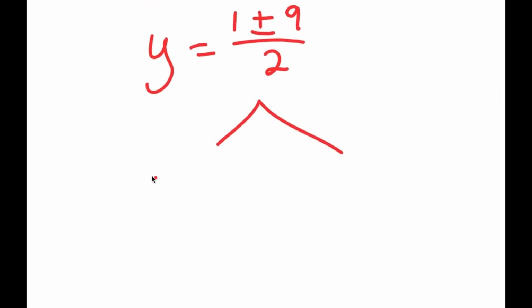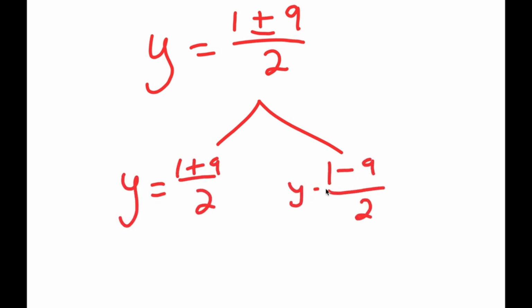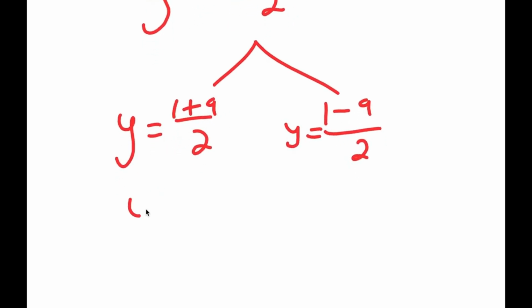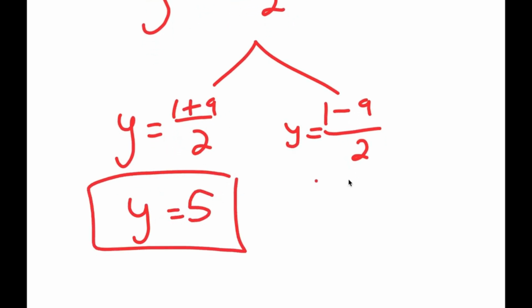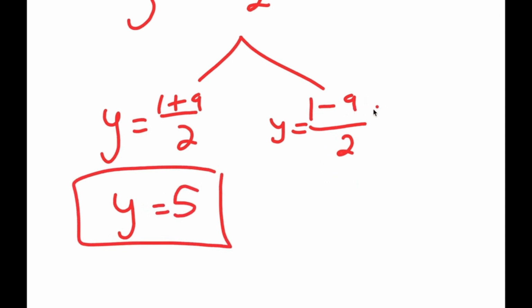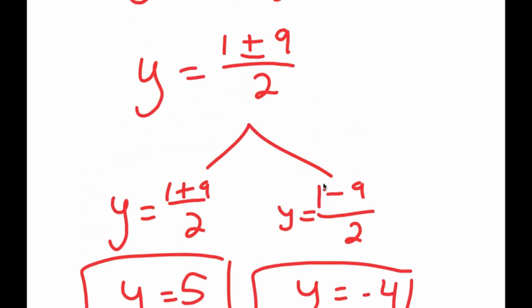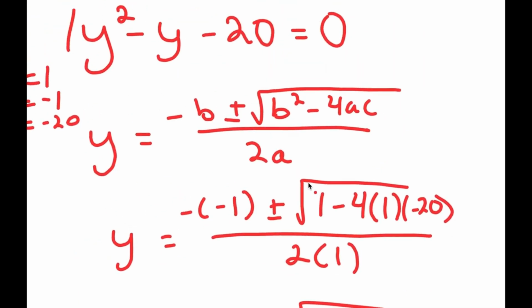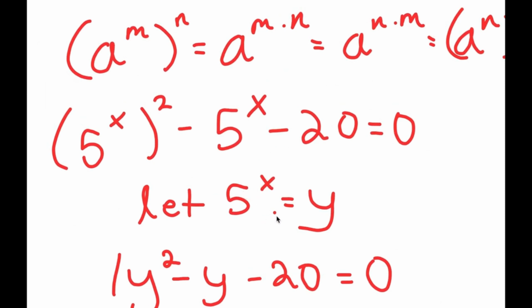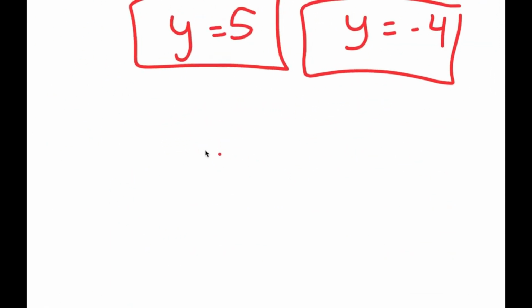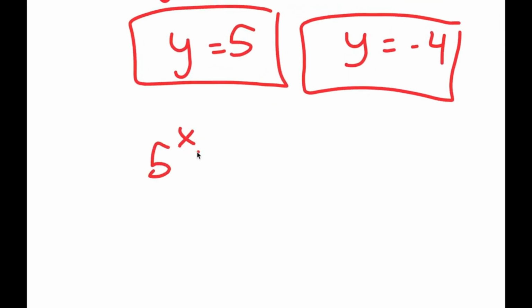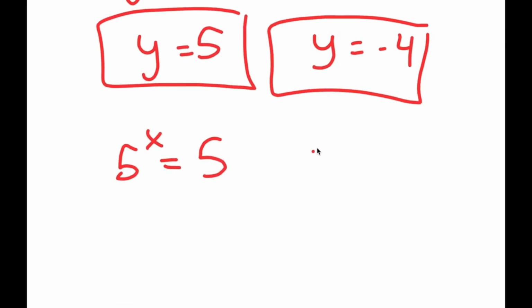Now this gives me two solutions. I get y equals 1 plus 9 over 2 and y equals 1 minus 9 over 2. So 1 plus 9 is 10, and 10 divided by 2 is 5, so I get y equals 5 as one solution, and 1 minus 9 is negative 8. Negative 8 over 2 is negative 4, so y equals negative 4 is another solution. Now from here, remember how we let 5 to the power of x equal y. So this means I get two solutions. 5 to the power of x is equal to 5, and 5 to the power of x is equal to negative 4.